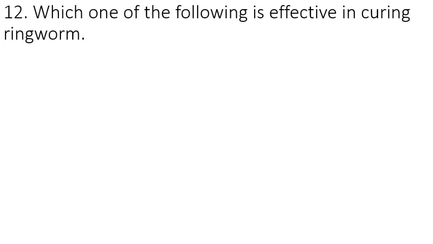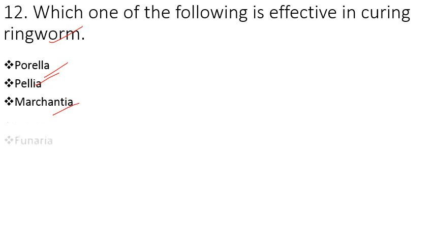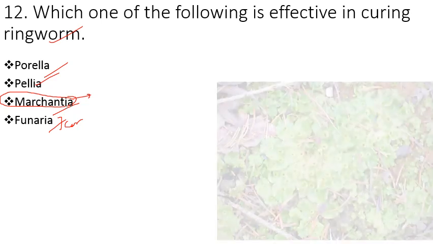The next question is, which one of the following is effective in curing ringworm? Ringworm is a fungal disease. Our options are Borrelia, that is commonly known as leafy liverwort, then Bailea, Marchantia, or Funaria, which is commonly known as cord moss. So its right answer is Marchantia. Marchantia is used as a remedy to cure ringworm, which is a fungal disease.